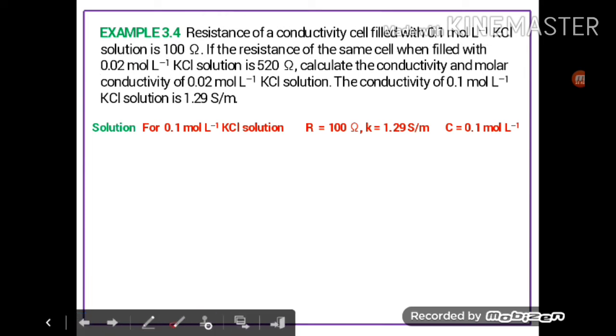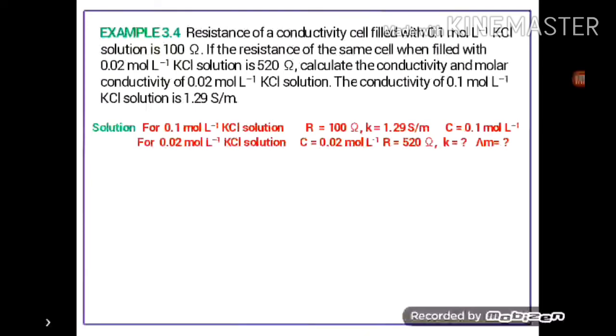So what will we do? We'll solve this one. How? For the 0.1 mole per liter KCl solution, the given things are resistance, which is equal to 100 ohm, conductivity, which is 1.29 Siemens per meter, and concentration is 0.1 mole per liter. For the 0.02 mole per liter KCl solution, concentration is 0.02 mole per liter, resistance is given as 520 ohm, and kappa and molar conductivity we have to calculate.